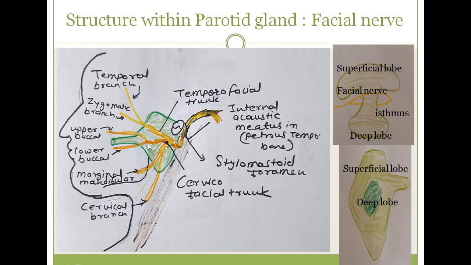It branches here into two trunks, temporofacial trunk and cervicofacial trunk. Temporofacial trunk give two branches, temporal branch and zygomatic branch of facial nerve, while cervicofacial trunk branches into upper buccal, lower buccal branch, marginal mandibular branch and cervical branch. Though the facial nerve is branching here, ramifying here from the parotid gland, it will not supply the parotid gland.